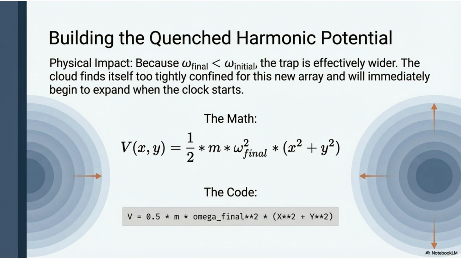Step 2 builds the quenched harmonic potential. Since the final frequency is less than the initial frequency, the trap is effectively wider. The cloud is now too confined and immediately begins to expand, initiating the breathing mode.